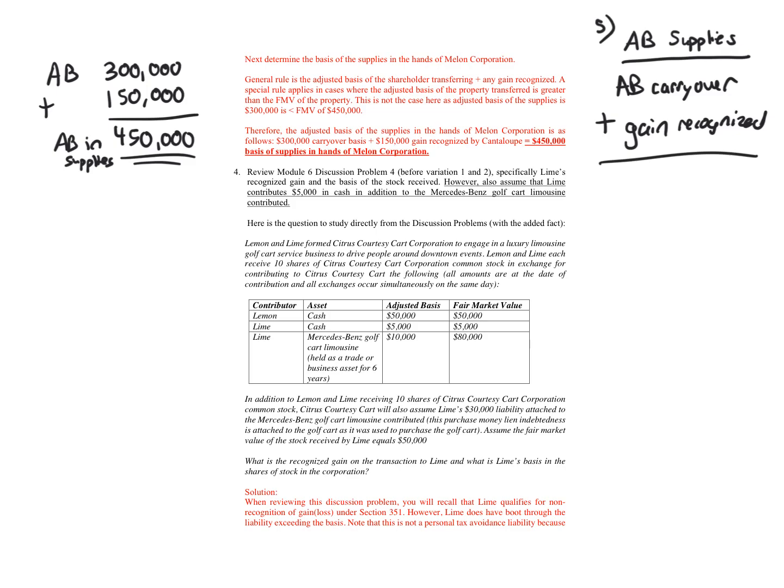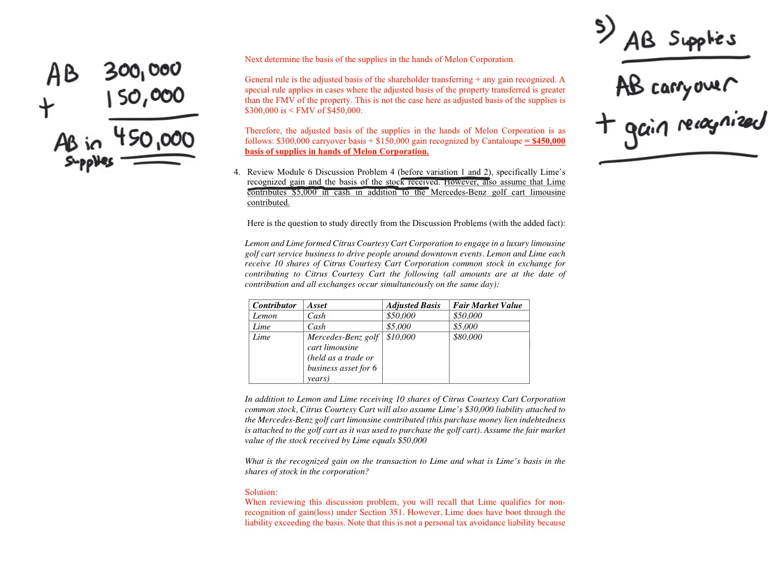Problem 4. We've got another Module 6 issue, and this is the one with the courtesy cards. So Module 6, Problem 4, before Variation 1 and 2. So specifically, Lime's recognized gain and the basis of the stock received. That's all I want you to focus on. Just the amount of recognized gain and the basis of stock received.